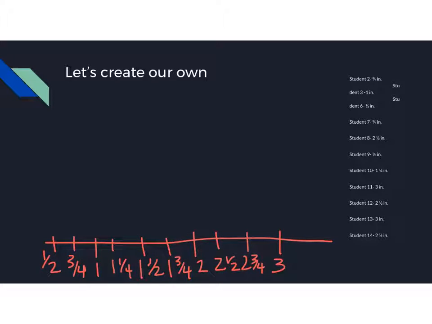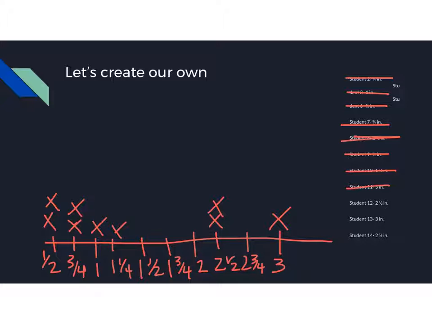Okay, so now we have our line plot, and we started at 1/2 and went to 3, as we saw in the last slide. And now we are going to plot our data. So we have 1 at 3/4, 1 at 1, 1 at 1/2, another 1 at 3/4, 2 1/2, another 1/2, 1 1/4, a 3, a 2 1/2 again, another 3, and another 2 1/2.